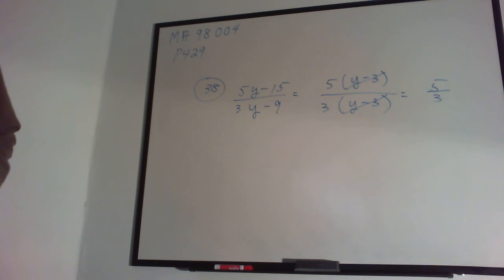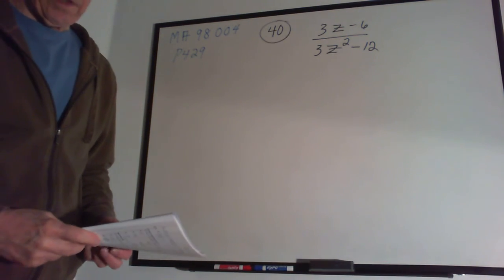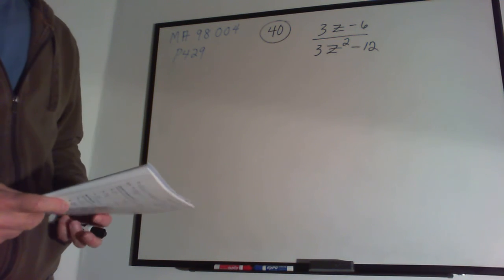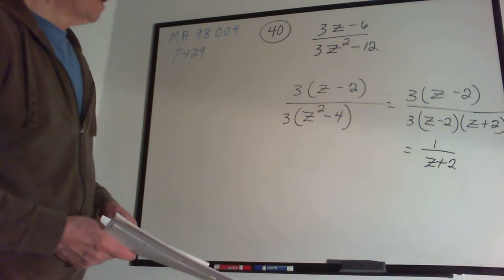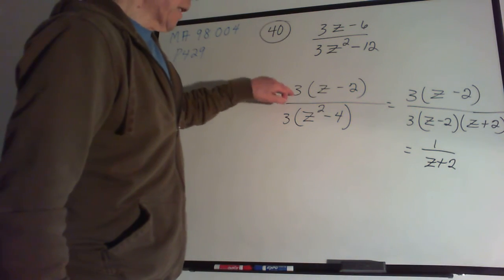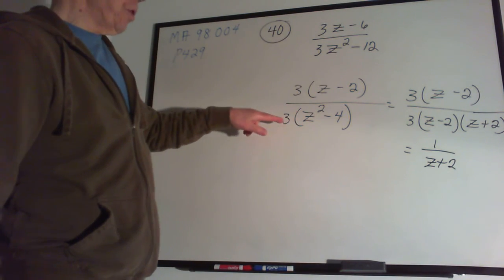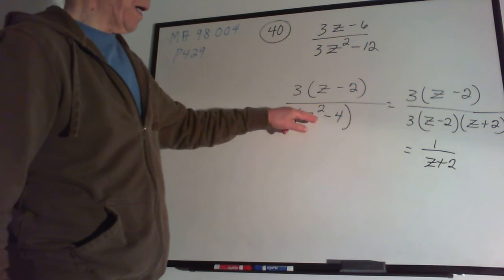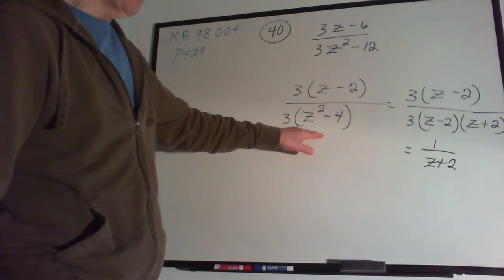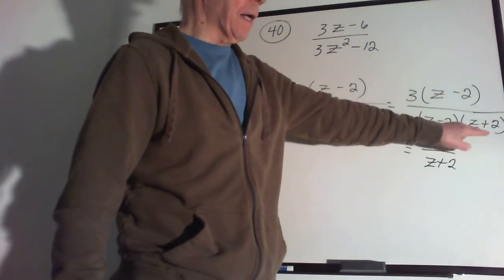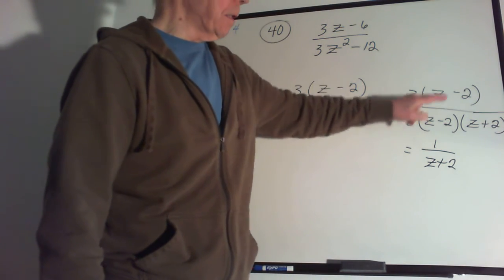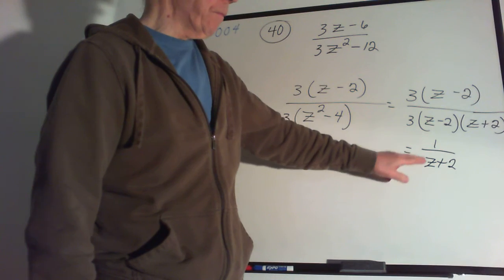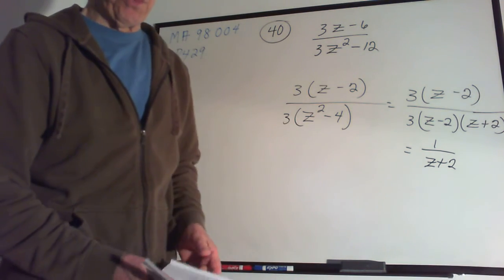Try number 40. There's number 40 on the board. Give it a try. Pause the video. See how you do with it. All right, I factor the numerator. I get 3 parentheses z minus 2 over 3z squared minus 4. I can factor this into z minus 2 times z plus 2. The 3's will cancel, the z minus 2's will cancel. I'm left with 1 over z plus 2.